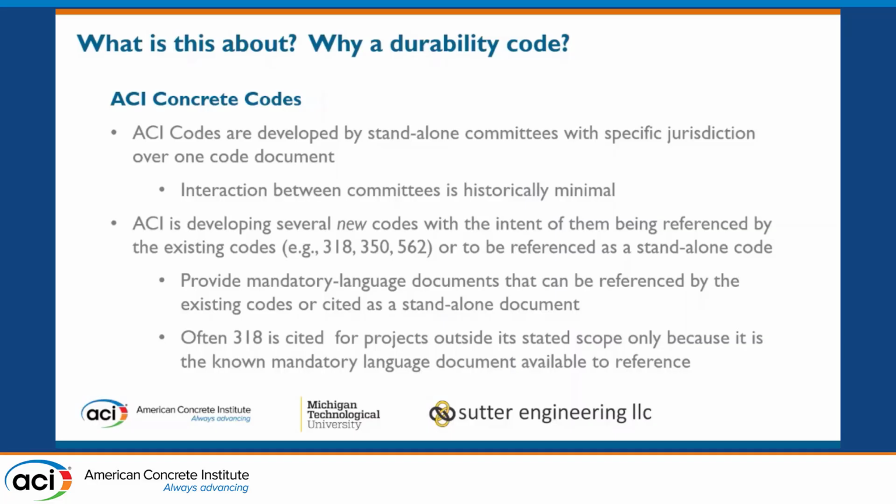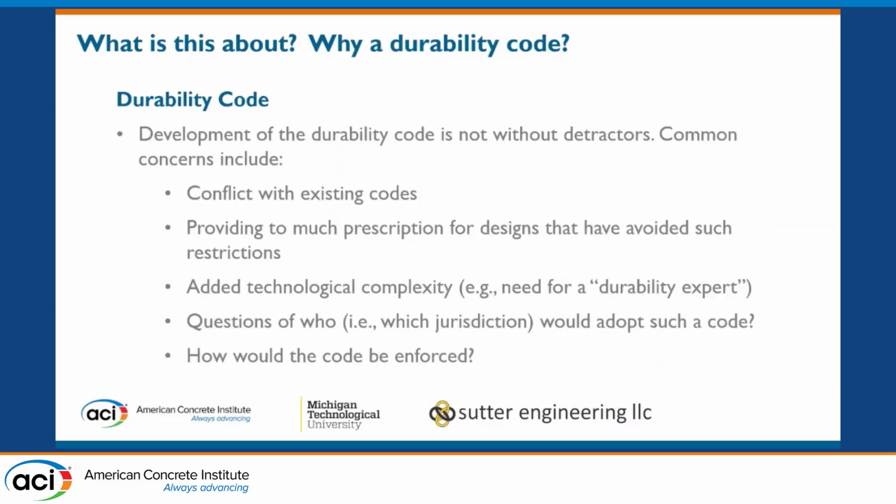The durability code is a little bit unique in that it's more of a cross-cutting code. The whole idea with a lot of these new codes is to develop them to be referenced by other codes. For example, 318 may want to reference the durability code. Or it can be a standalone document, so it can be referenced in construction specifications, possibly in a situation where 318 isn't being used, but durability is obviously something that still needs to be specified. Although 318 is cited for many projects, there are some projects where 318 may not be the applicable code or the best applicable code to use. So being able to use this in a standalone manner is important.